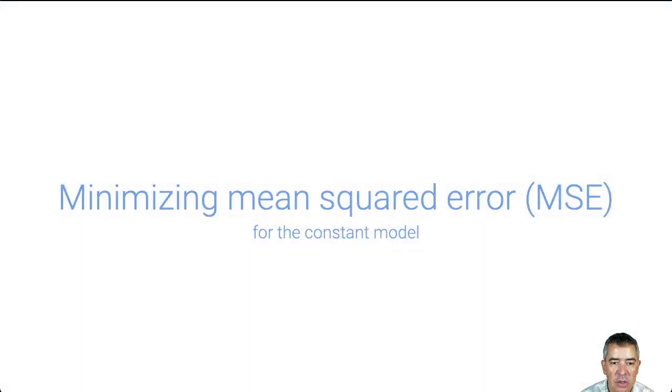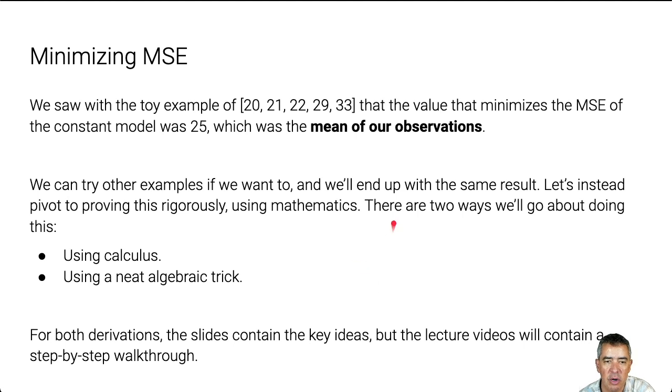In this next segment, we're going to look at the relationship between the mean squared error and the model that we've been working on. So we're going to try to minimize the mean squared error for this very simple model in our TOEIC problem that we've been working on, which is the constant model. We have our TOEIC data set, and we saw that the value of the parameter that minimizes the mean squared error was 25. This happens to be the mean of our observations.